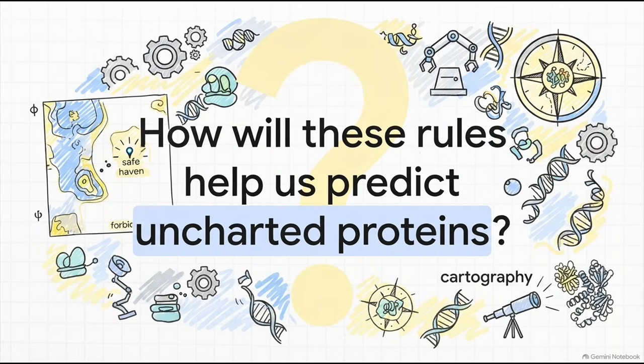Which leaves us with a final provocative thought. We know that these strict physical constraints dictate the shape of all known life on Earth. But as our computational power grows, and as we continue mapping the massive genomes of entirely new species, how will mastering the rules of this cartography allow us not just to understand nature, but to engineer the uncharted artificial proteins of tomorrow? If we know the exact coordinates of the safe havens, the possibilities for designing custom molecular machines are quite literally bound only by the geometry of the map itself.